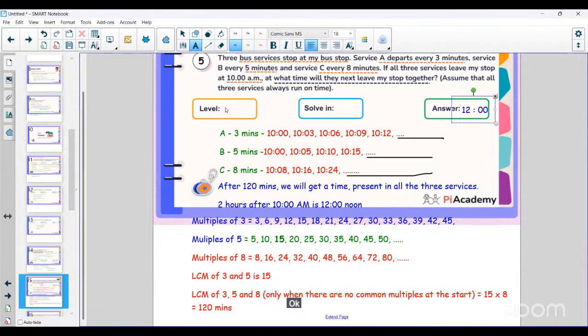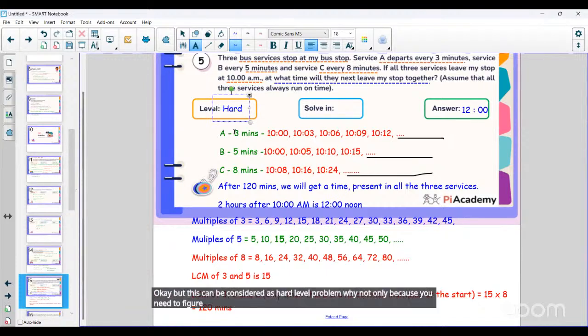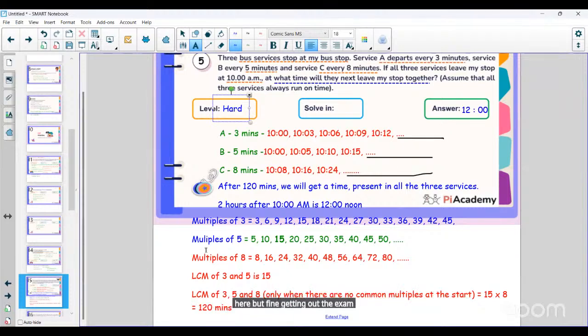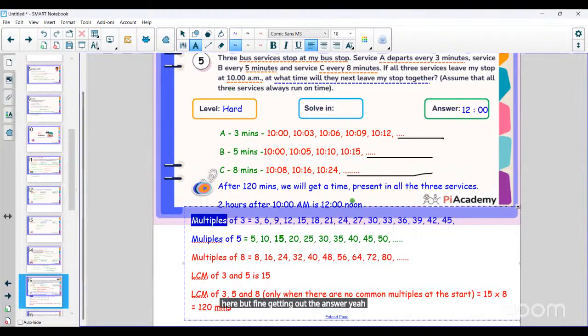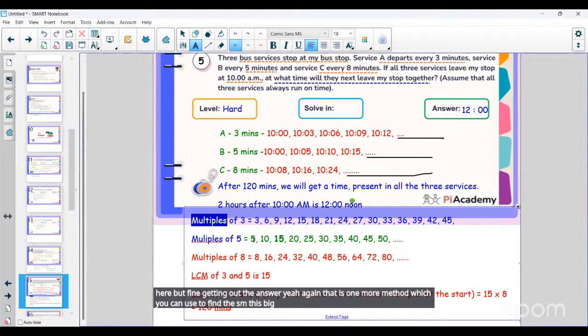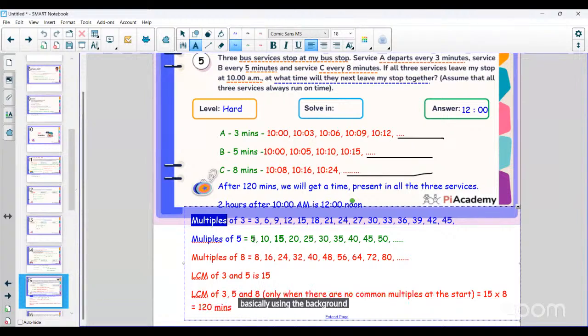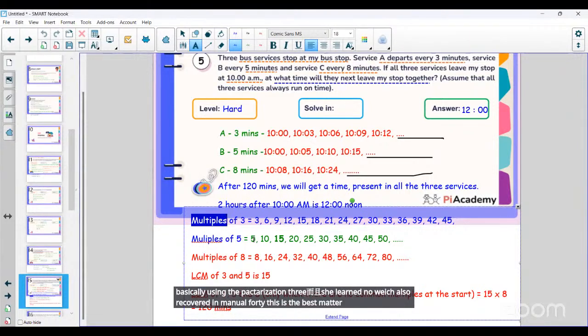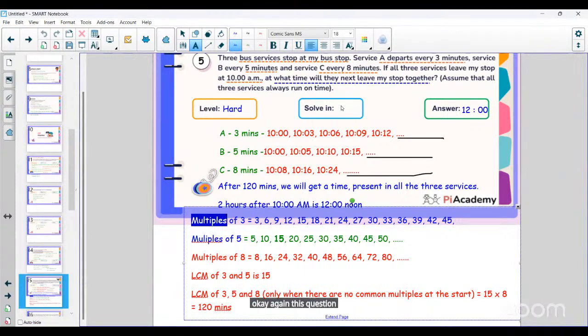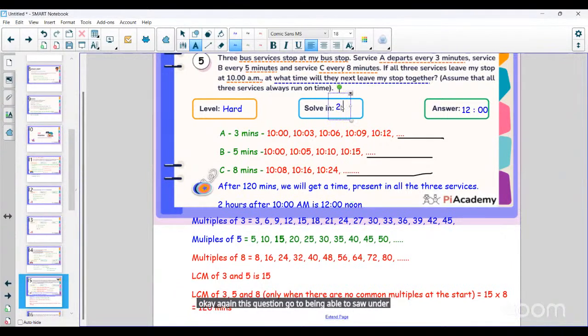Okay. Well, this can be considered a hard level problem. Why? Not only because you needed to figure out the LCM, but figuring out the LCM itself was a bit challenging. Yeah. Again, there is one more method which you can use to find the LCM. That is basically using the factorization tree. Okay. That is also one of the good efficient methods which you should surely know of, which we also cover in many of our usual classes, but for the time being, this is the best method. Okay. Again, this question could have been solved in 2 minutes at max. So that's the type of preparation you need.